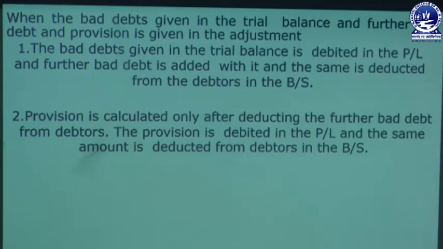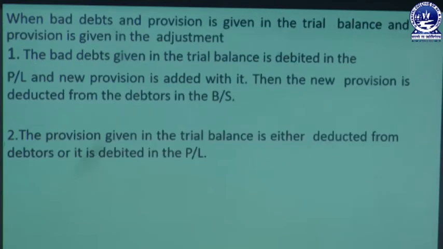The second treatment: provision is calculated only after deducting the further bad debt. That means after deducting the amount of further bad debt, on the balance amount the provision which is given is calculated, and this provision is debited in the profit and loss account, and the same amount of provision which is debited in the profit and loss account is deducted from the debtors on the asset side of the balance sheet.